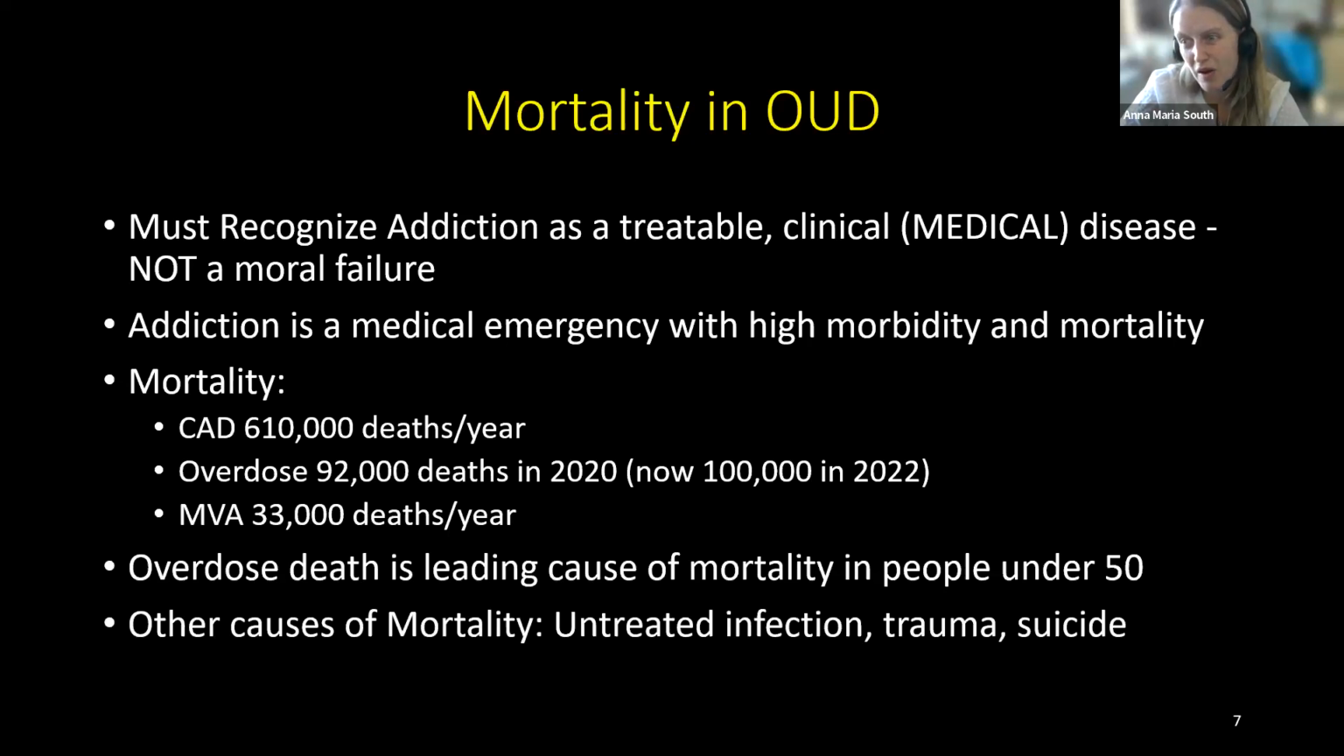However, these people aren't just dying because of overdoses. They also have higher rates of dying from untreated infections, so injection-related infections such as osteomyelitis, which is an infection of the bone, endocarditis, which is an infection of the heart, and cellulitis, which is an infection of a lot of times the skin and soft tissues. So those all can be fatal for these patients. And then also trauma, as I mentioned, car accidents or work accidents, is a higher prevalence in people with opioid use disorder, and then also suicide.